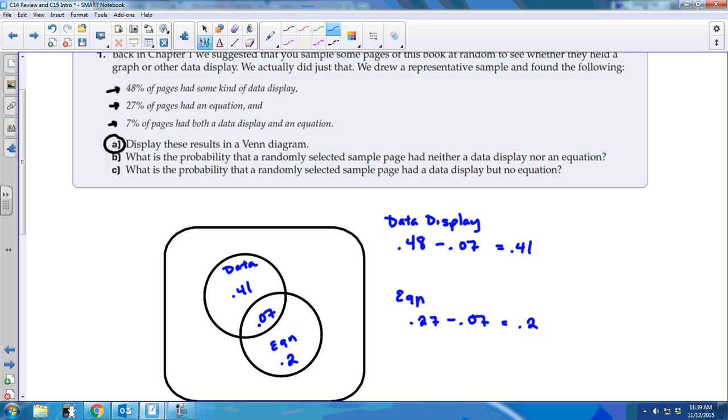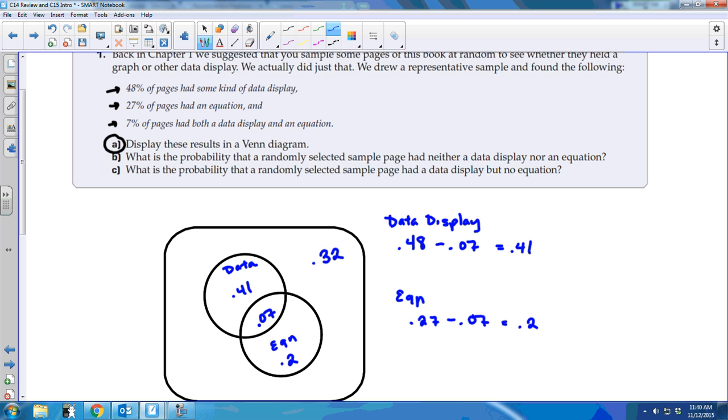That obviously doesn't add up to 100, though, right? 41% plus 7% is 48% plus 20% is 68%. So then there's a lot of pages that don't have data displays or equations, which, if you looked in our book anytime recently, there are a lot of pages with just words, right? So what's 100 minus 68? 32. So there's 32% left over of pages that don't fit into those categories.